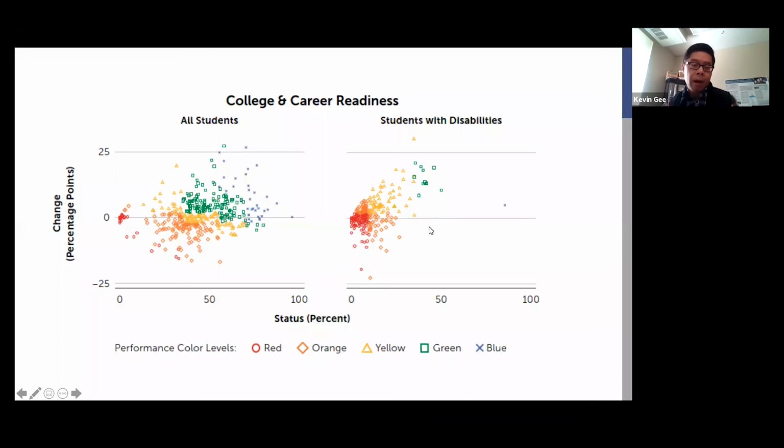Here we see much higher concentrations of students with disabilities in the red and orange performance levels here. And I think this is critical when we think about students with disabilities who are preparing to transition out of formal schooling into the workforce.